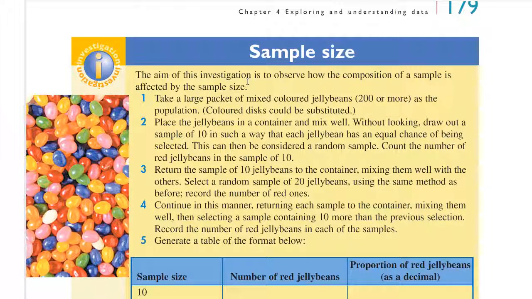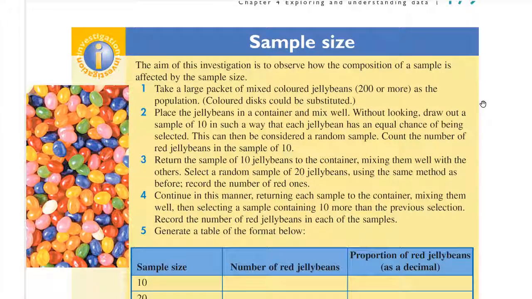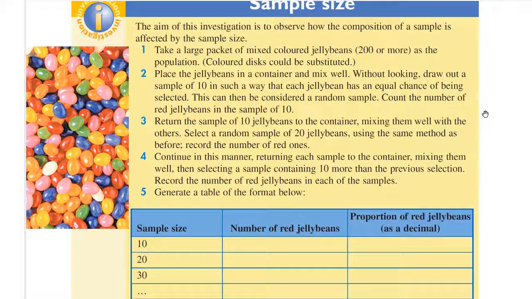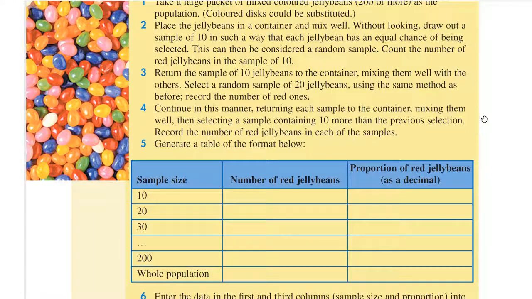So the aim of the investigation is to observe how the composition of a sample is affected by the sample size. So you're going to take a large packet of lollies. In this case, I think I've got you some M&Ms as the population. Now, for the diabetics amongst you, you could use coloured discs, or you could just share your jelly beans or lollies with someone else. Now we're going to place the M&Ms in a container and mix well. We're just going to stick it in the middle of our desk and mix it up.